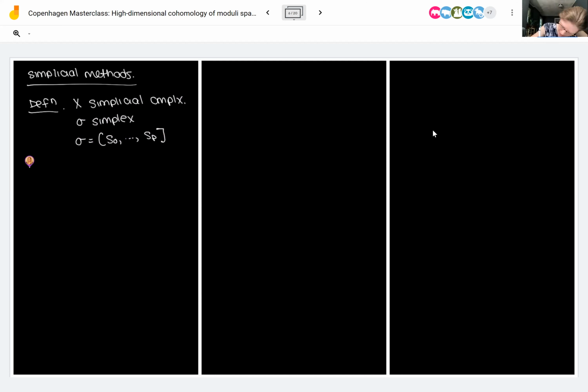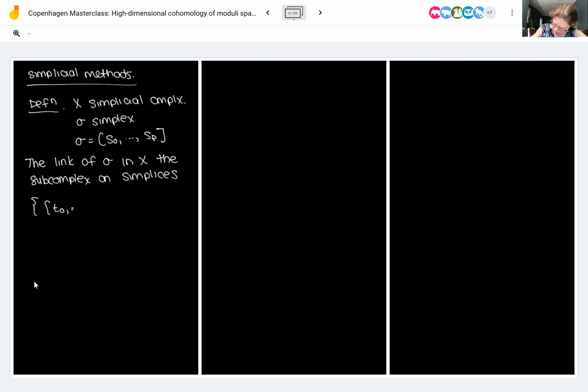Okay, the link of sigma in X is by definition the subcomplex on simplices of the form t_0 up to t_q, such that s_0 up to s_p and then t_0 up to t_q is a simplex in X.